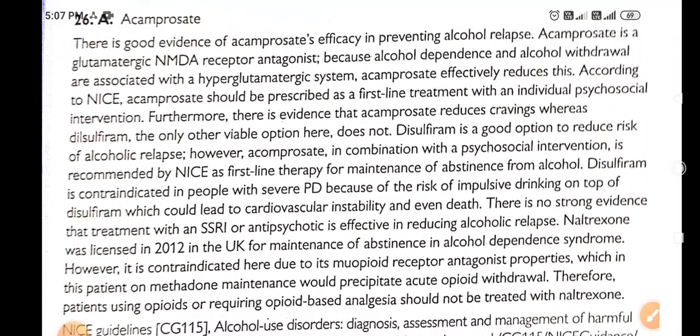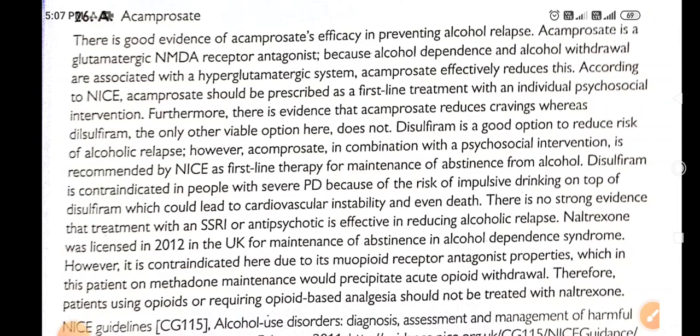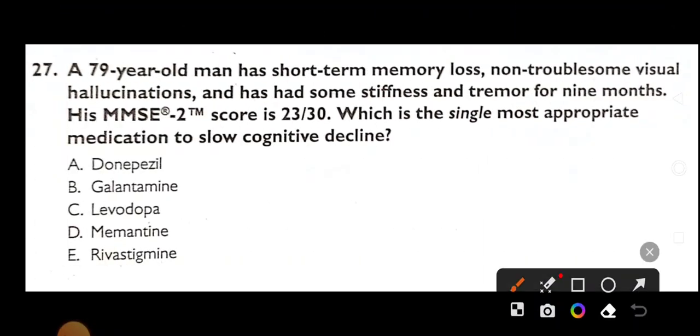There is good evidence of acamprosate efficacy in preventing alcohol relapse. This is a glutamatergic NMDA receptor antagonist. Because alcohol dependence and alcohol withdrawal are associated with a hyperglutamatergic system, acamprosate effectively reduces this. So hope it's clear now.